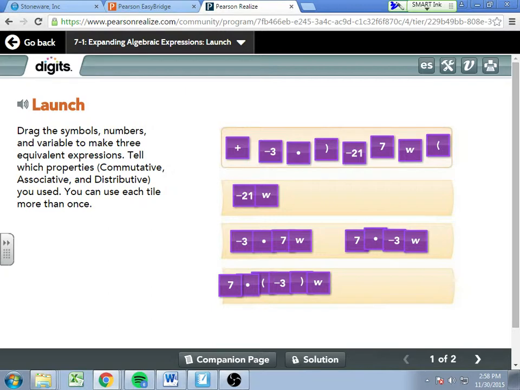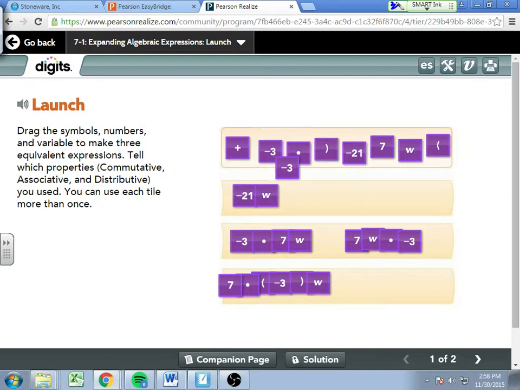We could have also just said 7w times -3, and that would be totally using the commutative property because I just flipped the order. Nick? -3w times 7. Yeah, we could do -3w times 7.